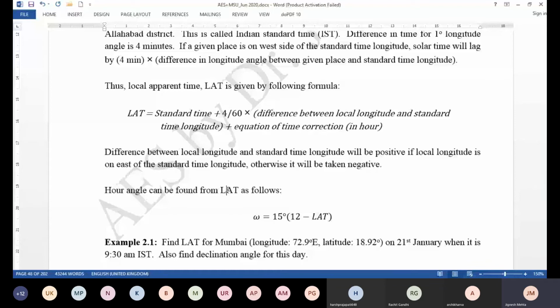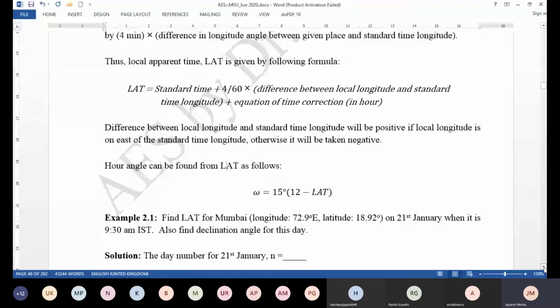So let's try and do one example. I hope you are able to read the data, right? Find local apparent time LAT for Mumbai. The longitude and latitude of Mumbai are given: 72.9 degrees east, right? And latitude is 18.92 degrees in the northern hemisphere. On 21st January, when it is 9:30 a.m. Indian Standard Time. Also find the declination angle for the day, right?